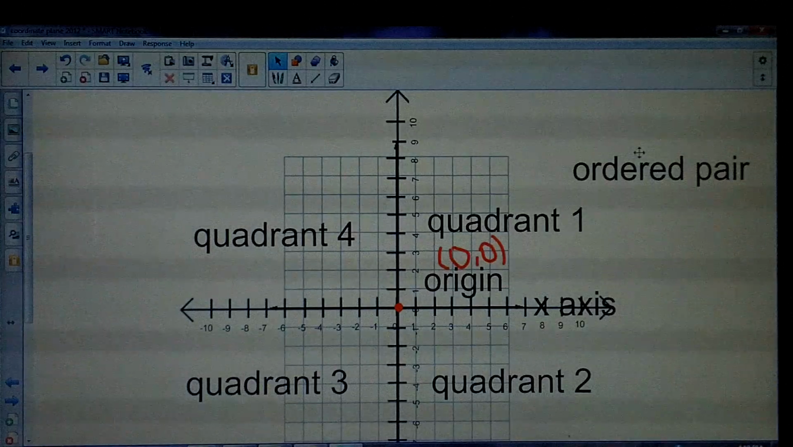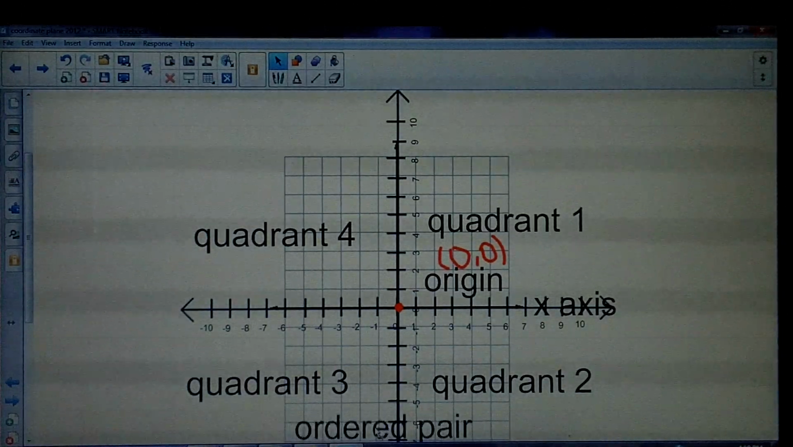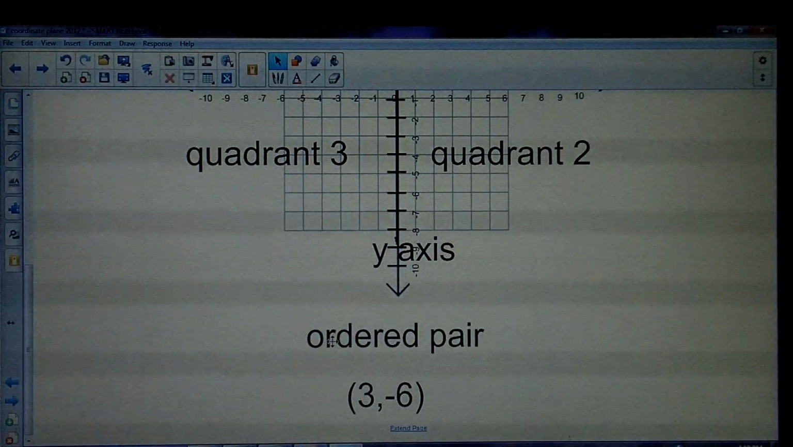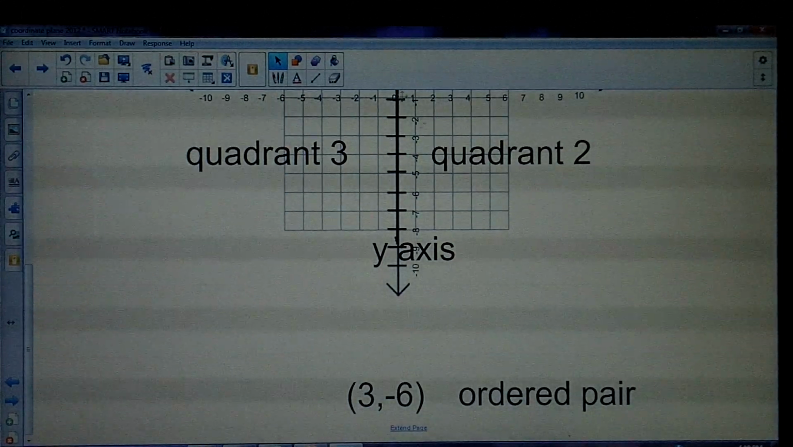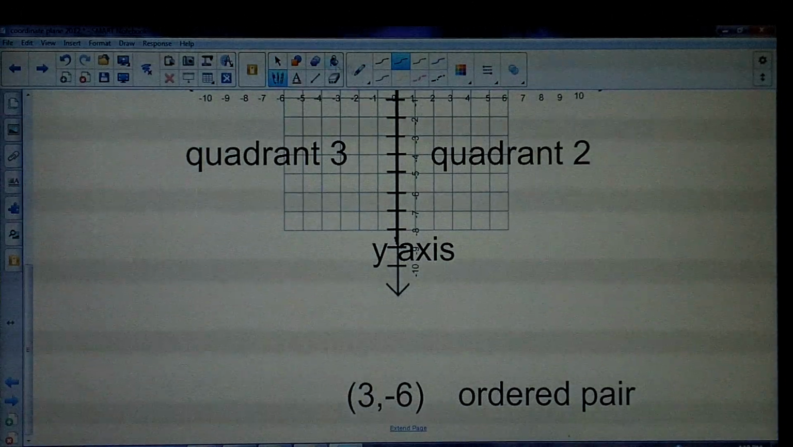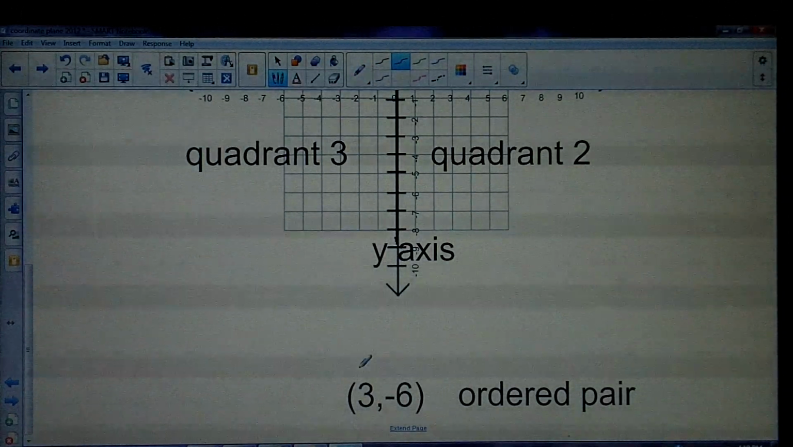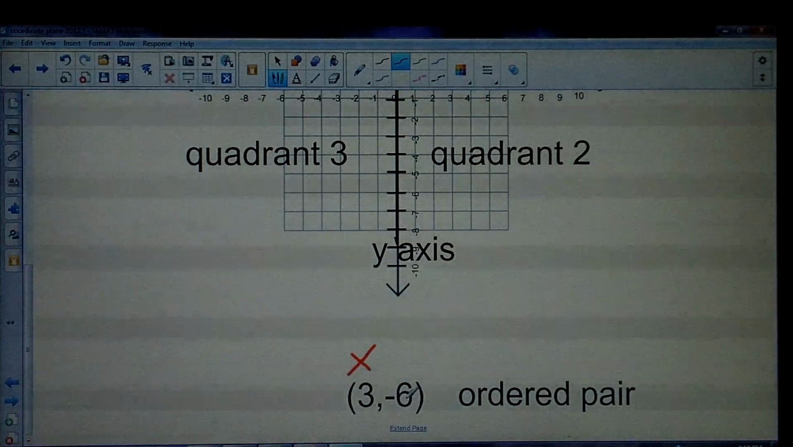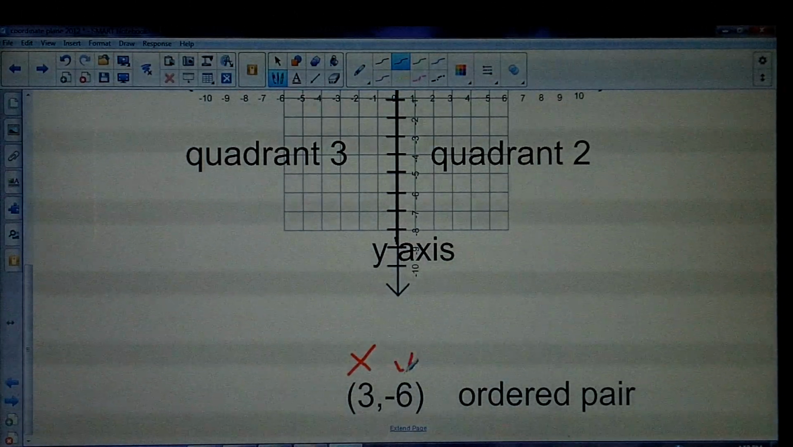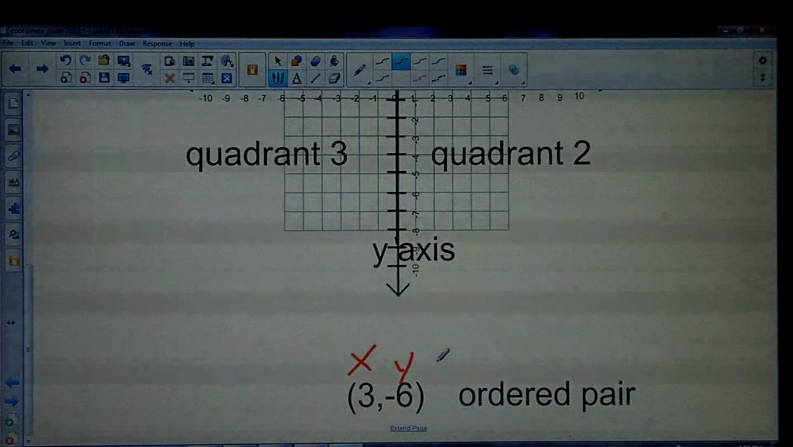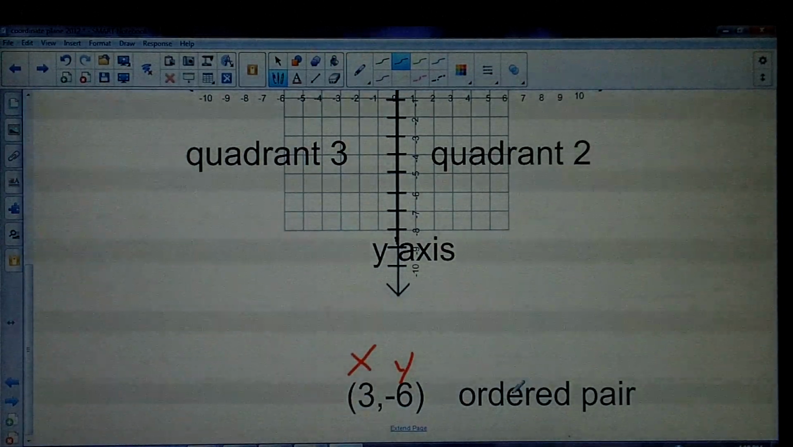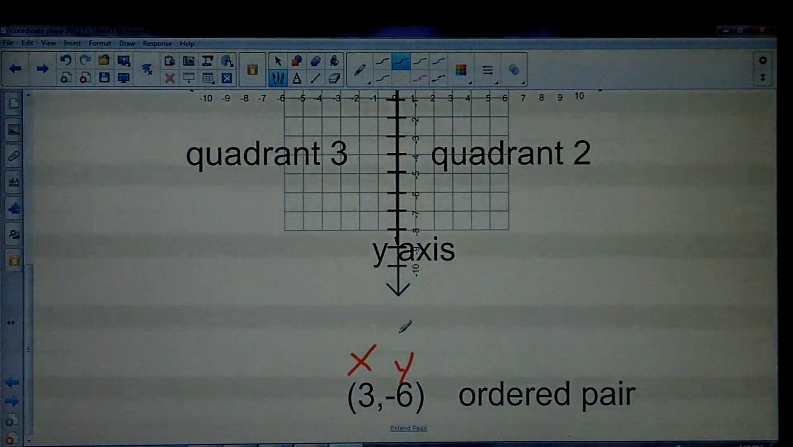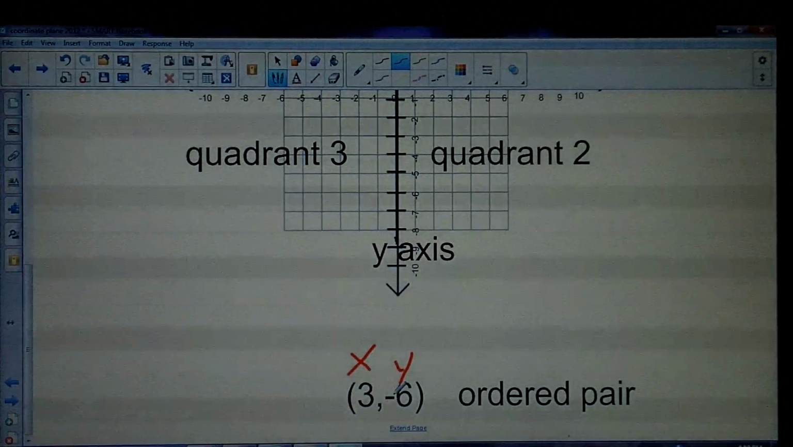On the bottom of your paper is what we call an ordered pair. So please label that. And it's called an ordered pair because it's written in order. The first number here is the x-axis, and the second number here is the y. And it's very important, that's why it's called ordered. They are in order, just like the alphabet, x comes before y. And it's a pair because there are two of them.